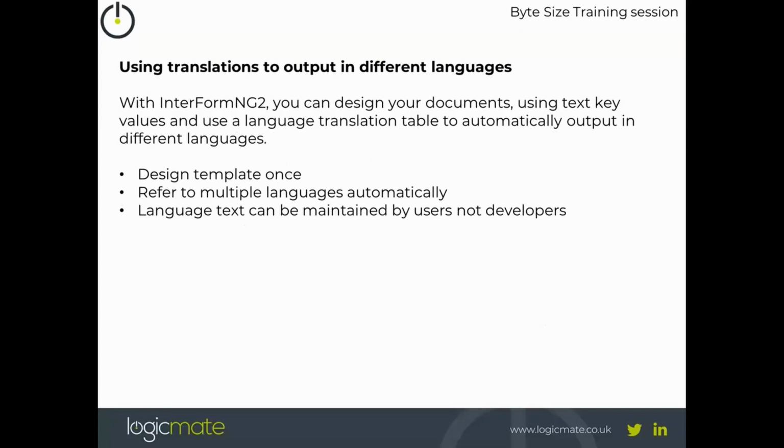So the bite-sized training session today is talking about how we produce documents in different languages. And the principle is that whenever we're producing fixed text that goes on the output document, we're going to use a key value, and that key value then gets translated into different languages automatically by the InterForm NG2 product. So we will design the template once, and we'll use that same template to produce multiple different languages.